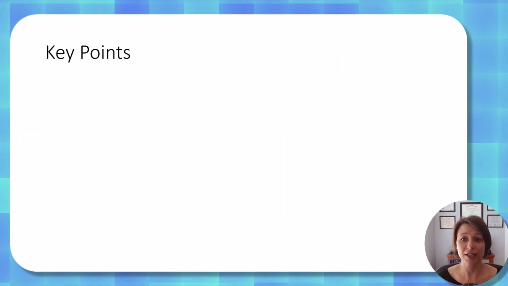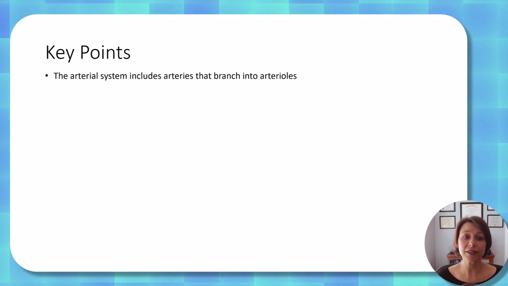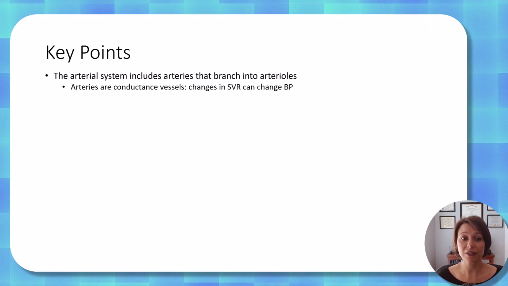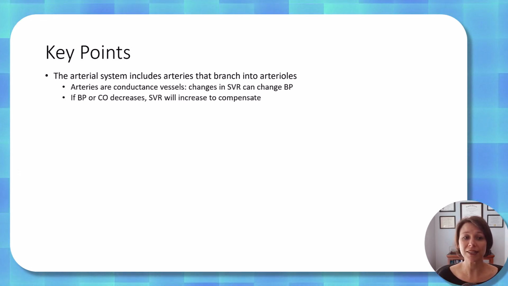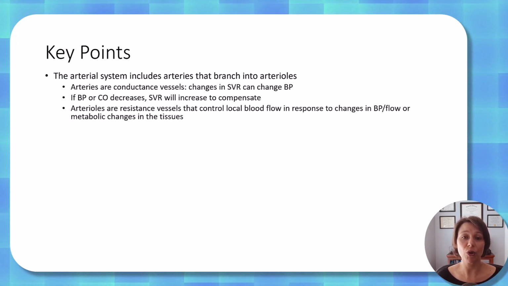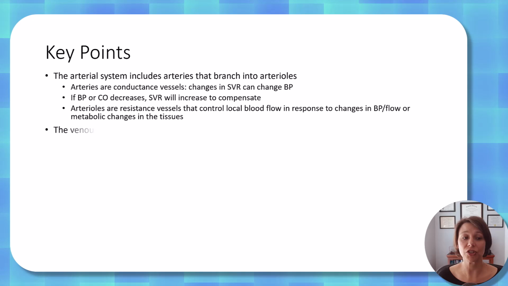Now let's just summarize our key points. The arterial system includes arteries that branch into arterioles. Arteries are conductance vessels, so changes in SVR can change blood pressure. If blood pressure or cardiac output decreases, SVR will increase to compensate. Arterioles are resistance vessels that control local blood flow in response to changes in blood pressure or blood flow or metabolic changes in the tissues.